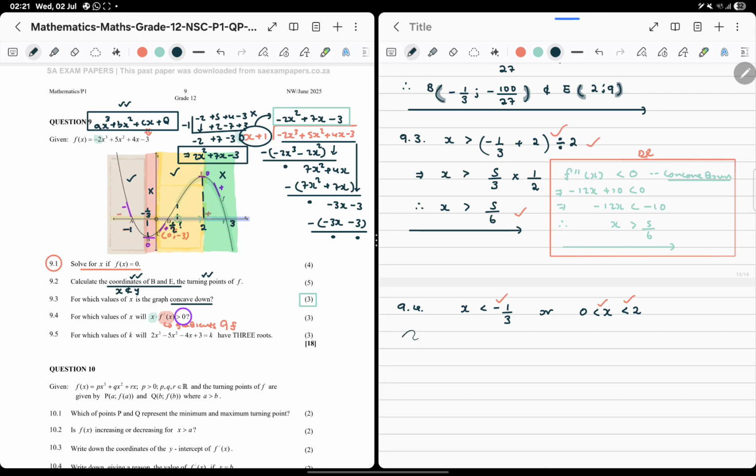All right, so last question here, 9.5 says, for which values of k will this expression, can you see this is similar to what we have in terms of f? But what you will notice is that the 2x squared was negative, now it's positive. The 5 was positive, it's now negative. The 4 is positive, now it's negative. The 3 was negative, now it's positive. So what happened here? So basically we've got minus f of x.